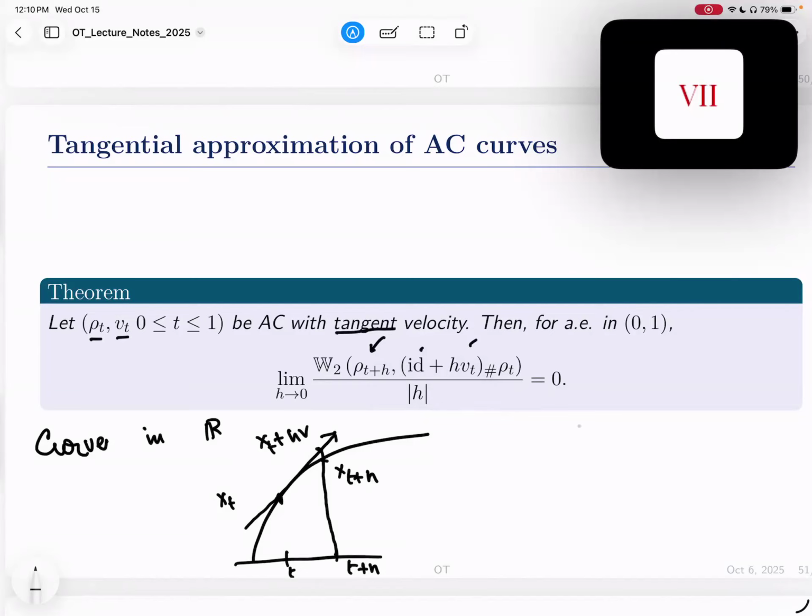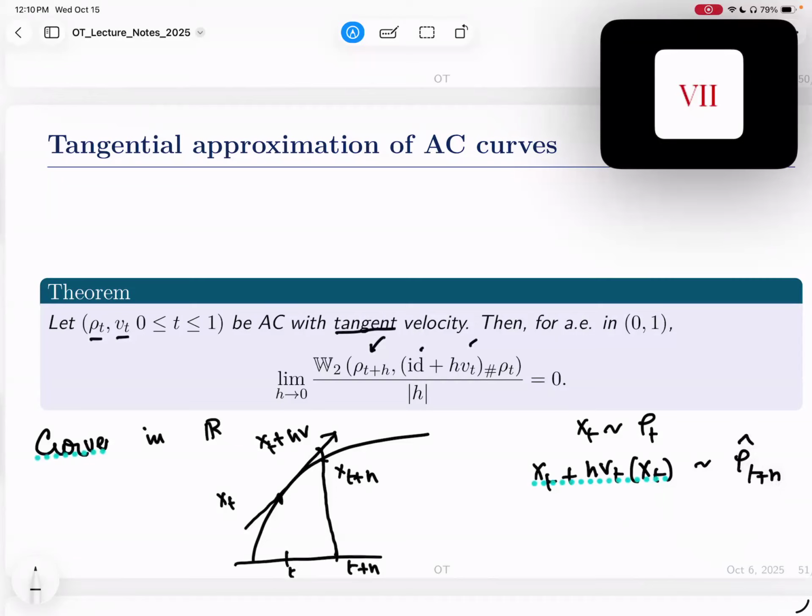Okay, so what does that mean? It means that if Xt has law rho t, then I look into the law of Xt plus h times vt of Xt. And the law of this is what I call rho t plus h hat.